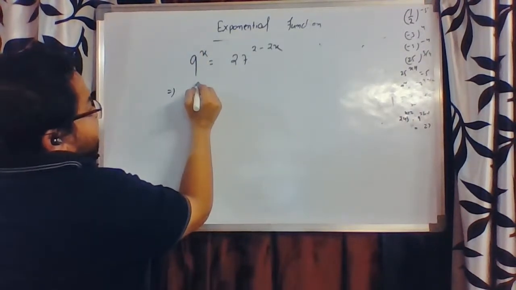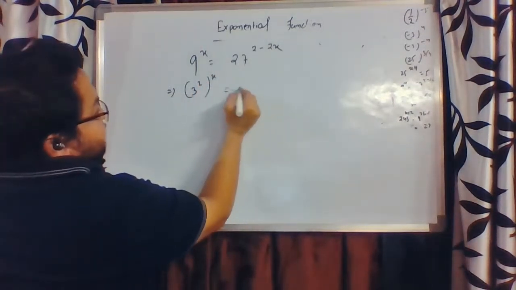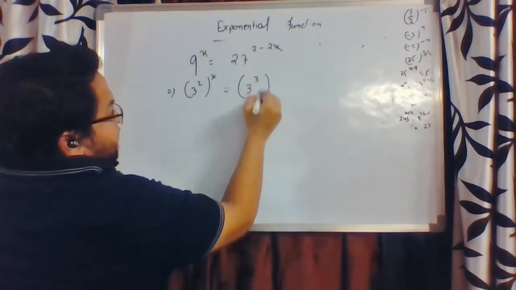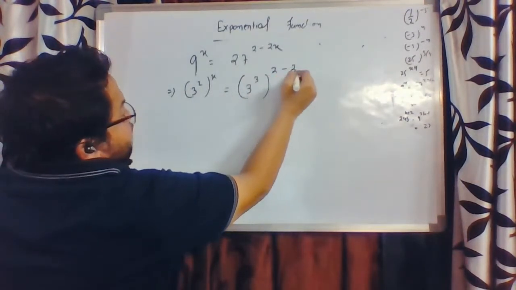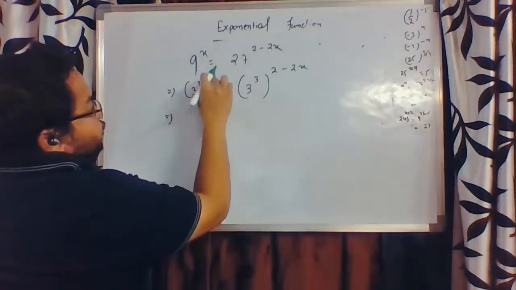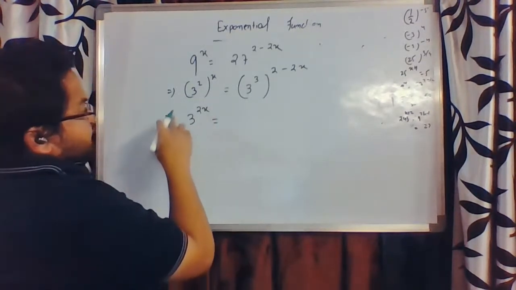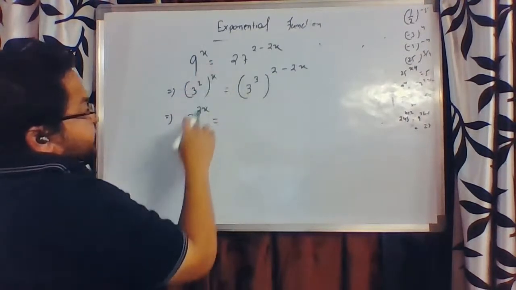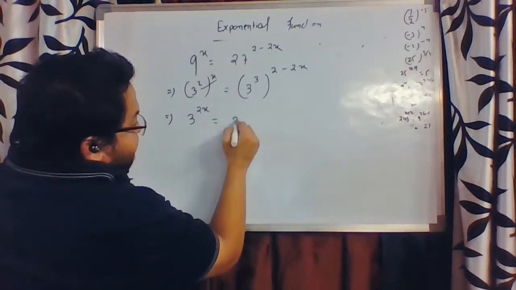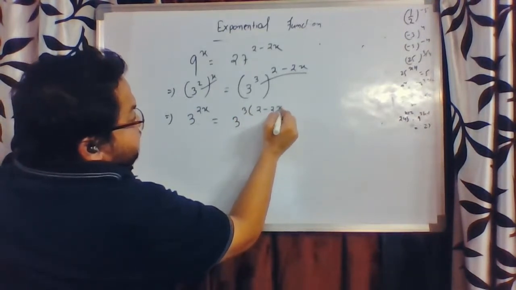So I can say the left hand side as 3 to the power 2 whole to the power x, and the right hand side can be written as 3 to the power 3. So 27 I have written as 3 to the power 3, and the rest is unchanged, so 2 minus 2x, right? So 3 to the power 2 to the power x is nothing but 3 to the power 2x. Again, the same law, that a to the power m to the power n is nothing but a to the power mn. So I multiply 2 and x. Similarly, here I can write 3 to the power 3 multiplied with 3 into 2 minus 2x, right?